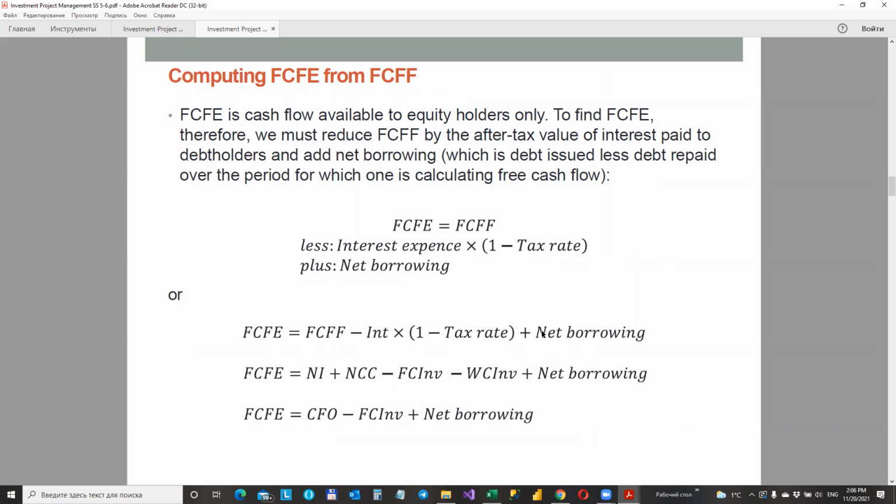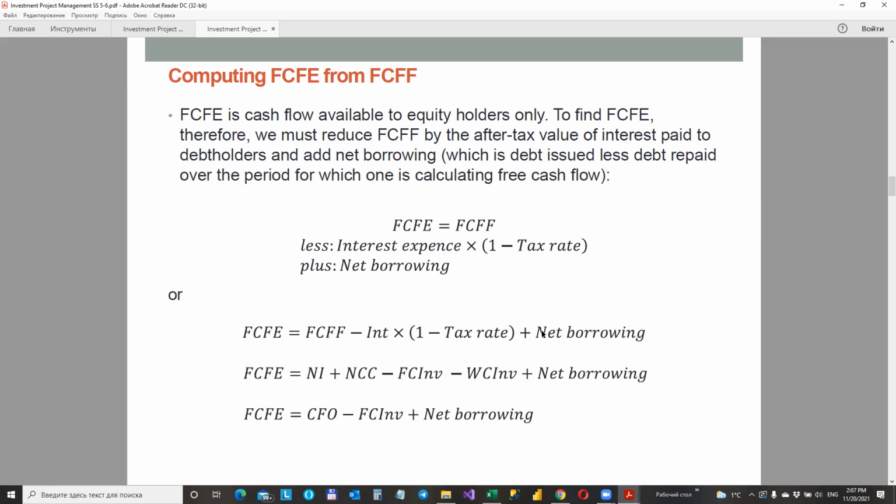There is also a very interesting point to stress. We can compute free cash flow to the equity from free cash flow to the firm. Just to reiterate, free cash flow to the equity is a cash flow available to the common shareholders. The cash flow remaining after all operating expenses have been paid, capital investments have been made, and all the transactions with other suppliers of capital have been carried out.